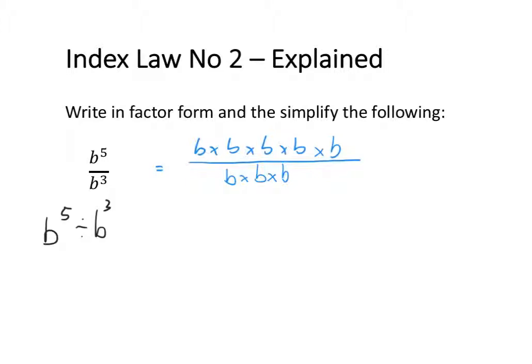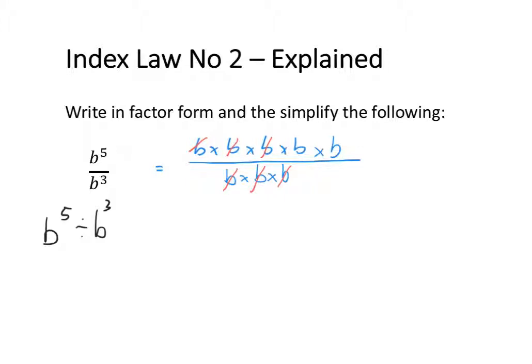factor form. So now to simplify, we want to look for common variables at the top and down the bottom. Now I've got 3 lots of b down the bottom and I've got 5 lots of b up the top. I can cancel out one lot of b's at a time. So I can cancel the first b in my numerator and the first b in my denominator. Then I can cancel the next lot of b's in my numerator and denominator and cancel the last lot of b's in my numerator and denominator.